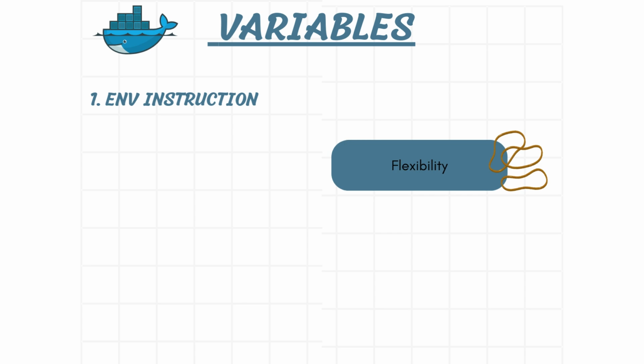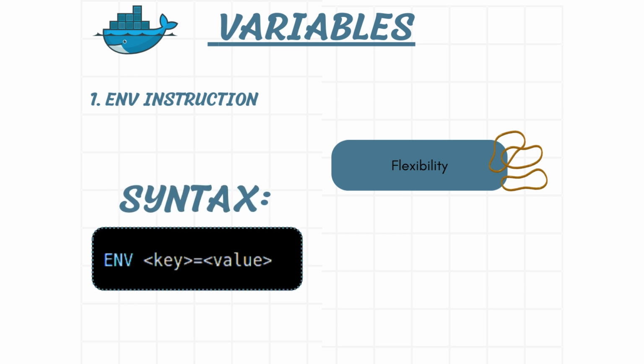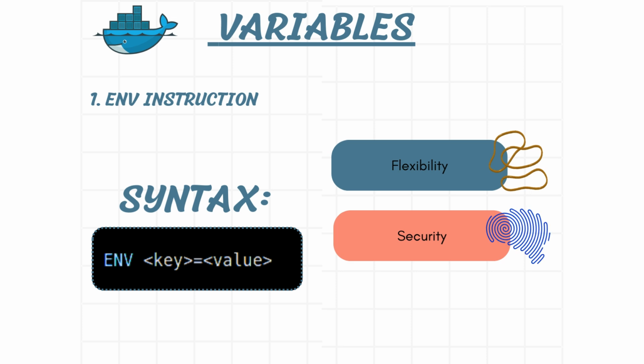The ENV instruction allows you to set environment variables that will be available to the container and its applications at runtime. These variables can be used to configure various aspects of the application, such as file paths, application settings, and resource limits. The syntax for the ENV instruction is straightforward: ENV key=value. Sensitive information, such as API keys or database credentials, can be set using environment variables, keeping them out of your source code and reducing the risk of exposure.